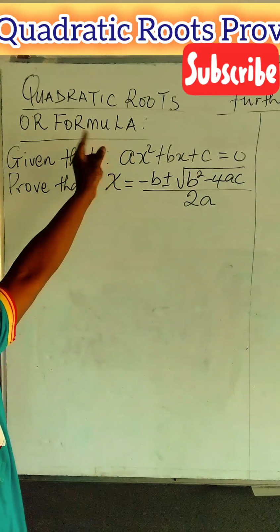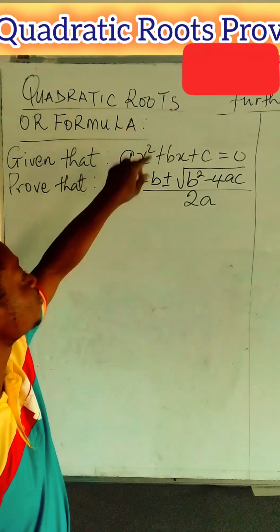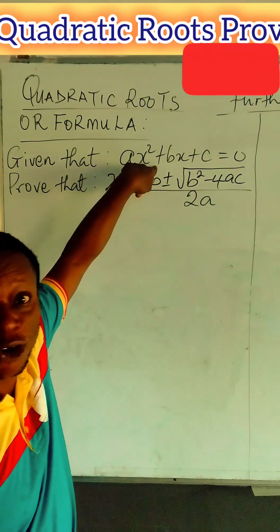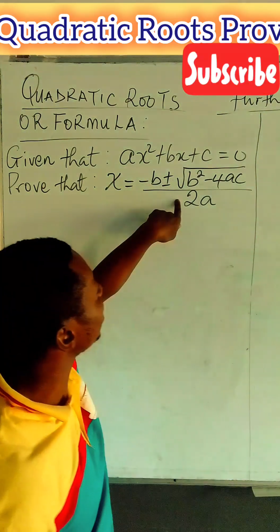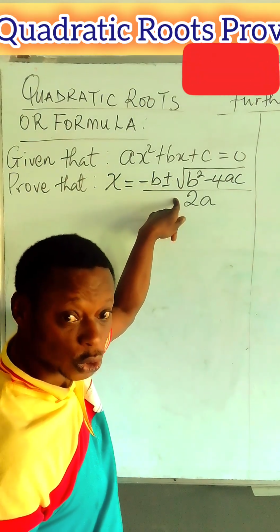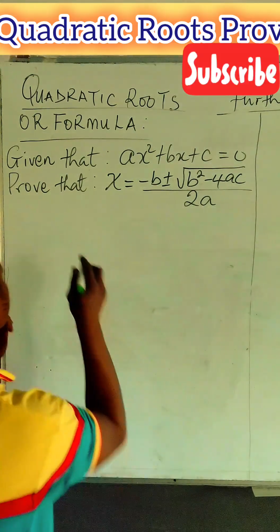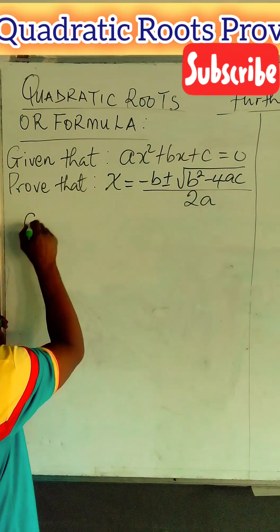This is quadratic roots or the quadratic formula. We want to prove from the general quadratic form how we can obtain the quadratic roots, or the quadratic formula. So we begin from the problem. The given problem is the quadratic equation.